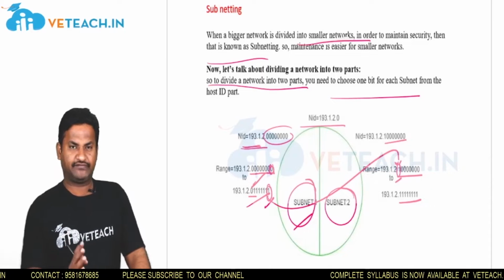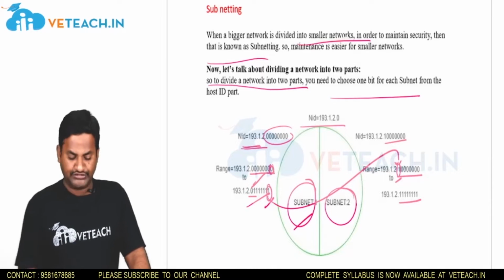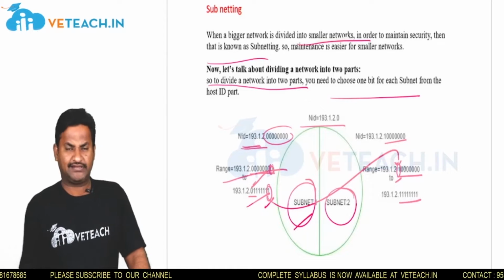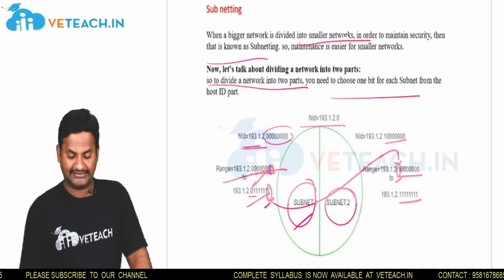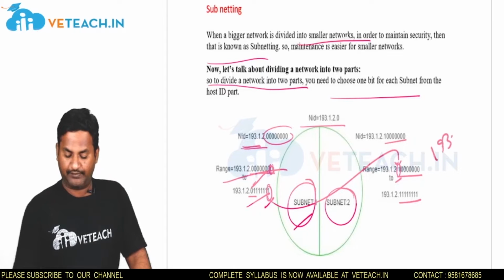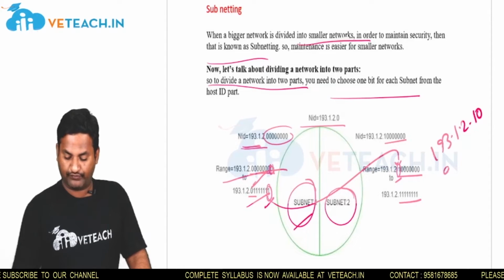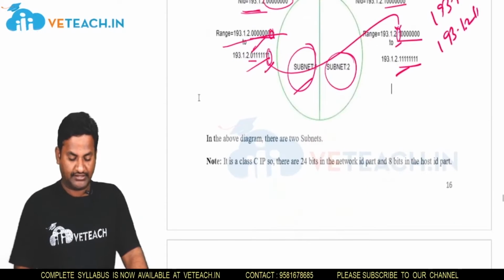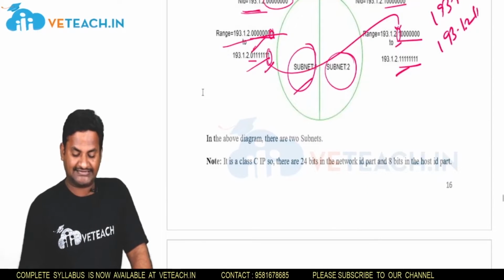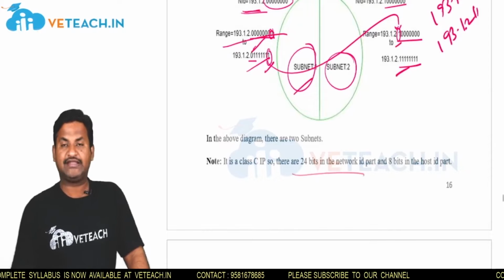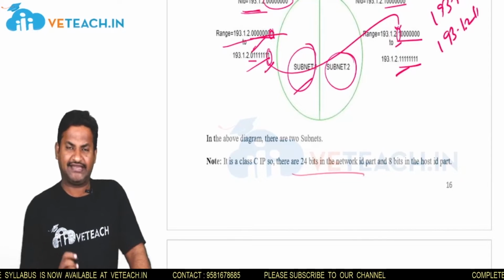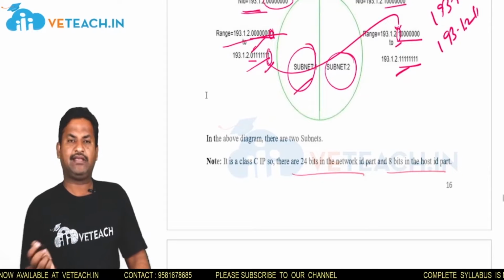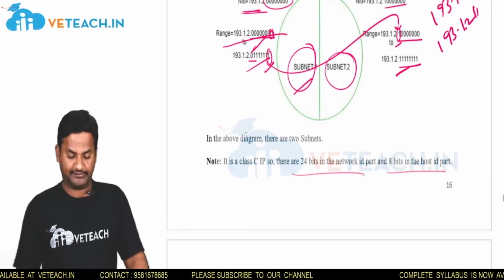One is subnet 1, having addresses ranging from 193.1.2.0 to 193.1.2.01, and the other ranging from 193.1.2.10 to 193.1.2.11, like this. So there are two cases. It is a class C IP. There are 24 bits in the network ID part and 8 bits in the host ID part. The remaining bit of the host ID part is used for the address of the subnet.